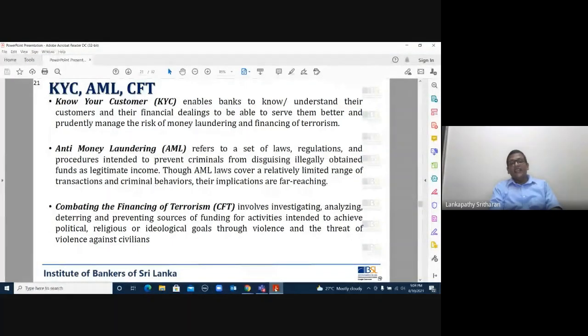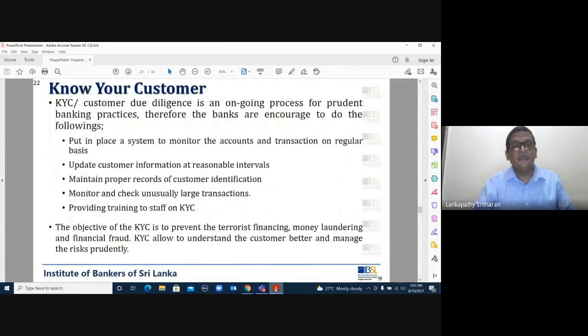And combating the financing of terrorism involves investigating, analyzing, and deterring the sources of funding for activities intended to achieve political, religious, or ideological goals through violence and threat of violence against civilians. So this is related to combating the financing of terrorism. These three concepts are important to study anti-money laundering and combating financing of terrorism. And of course, the KYC we have discussed already.